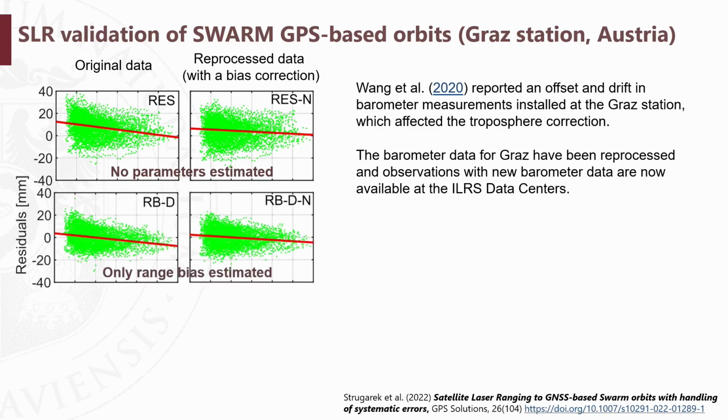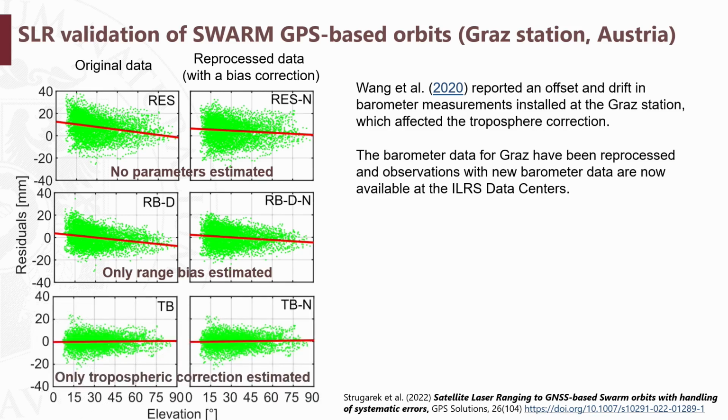Now, if we estimate only a range bias, this is what happens with original data and reprocessed data with corrected bias in the barometer. So the mean observation is at the level of 0 millimeters, but we still have this slope, so the elevation dependency.